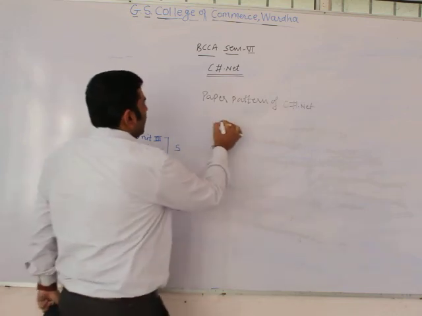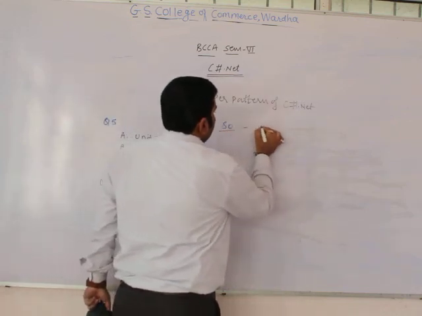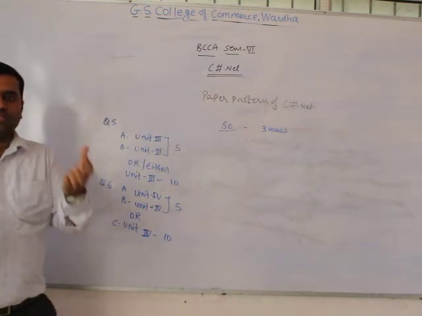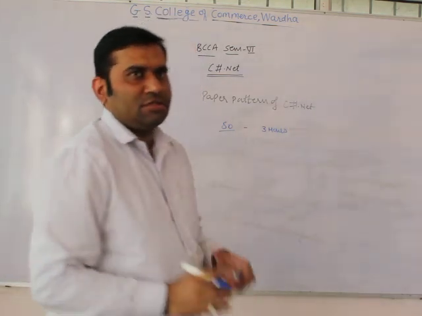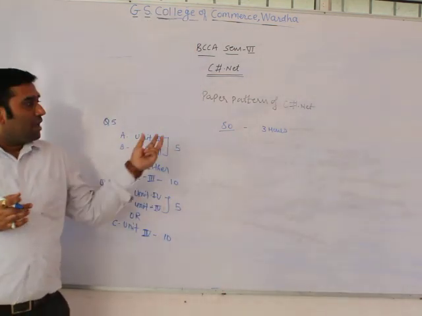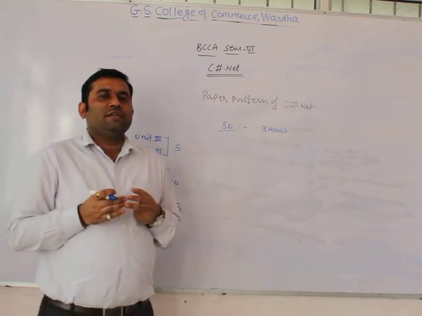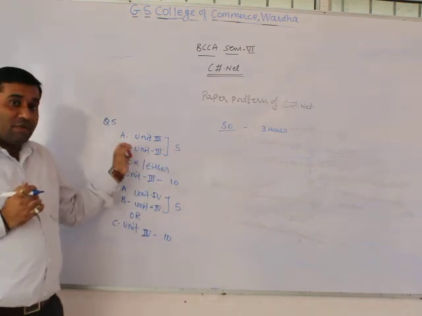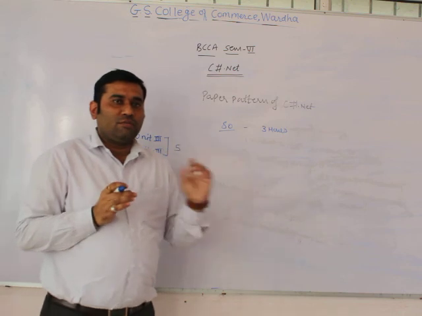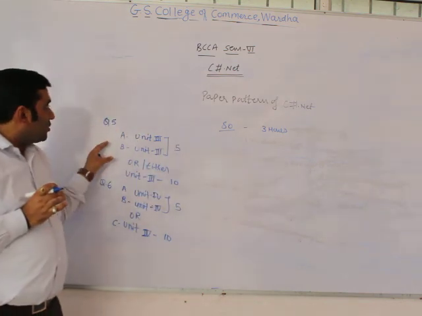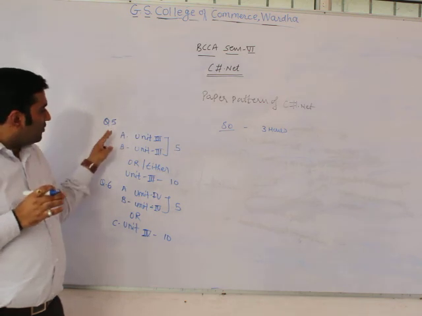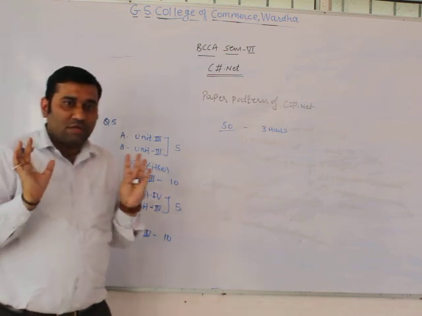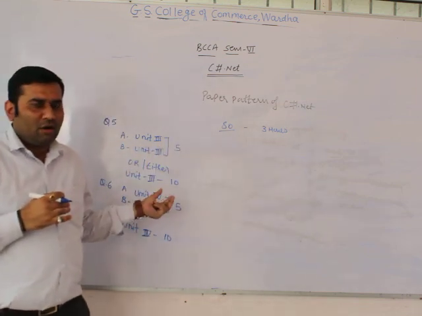It is an 80-mark paper, and the time is 3 hours. It covers the whole syllabus. In question 1, 8 questions are asked from all 4 units. In question 2, all 8 questions are 3-mark questions. Question 3 is a 5-mark question asking from unit 1, question 4 from unit 2, question 5 from unit 3, and question 6 from unit 4. This is the paper pattern of C#.NET.